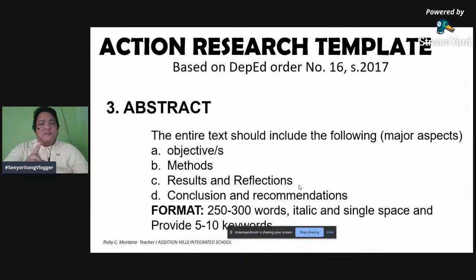The objectives, the methods, the results, reflections, conclusions, and recommendations. Of course, the abstract is the summary of all your research, in a more concise manner. It should have 250 to 300 words, italic and single space, and provide 5 to 10 keywords.